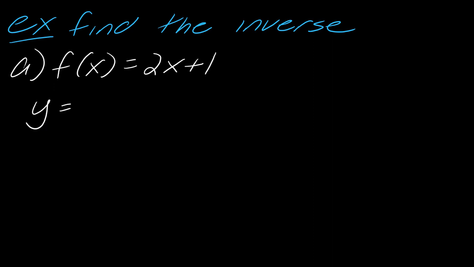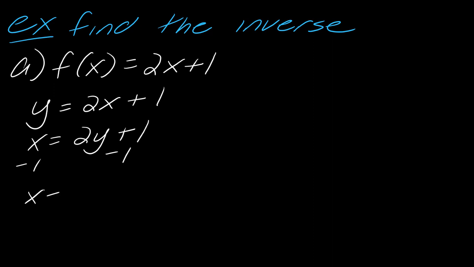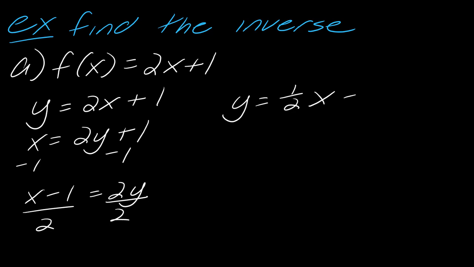So we replace f of x with y. And then where we have the x's and y's, we interchange them, like you see here. And then we solve for y. So I just do whatever I have to do now to solve for y. You can see I'm just going through the steps here. So I'm going to write this now as y equals 1/2 x minus 1/2. I break this into two parts. And then I just finish this off by writing out the inverse.